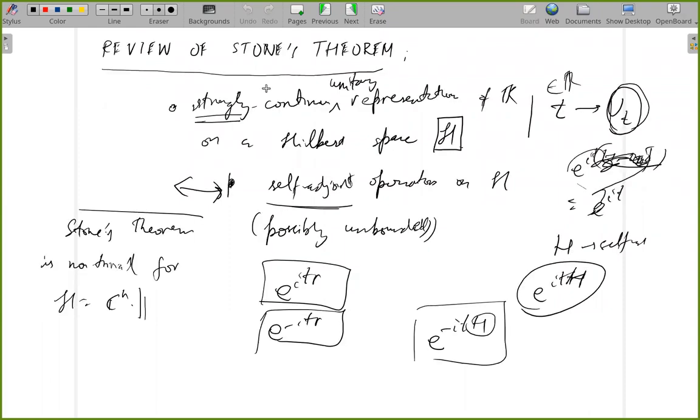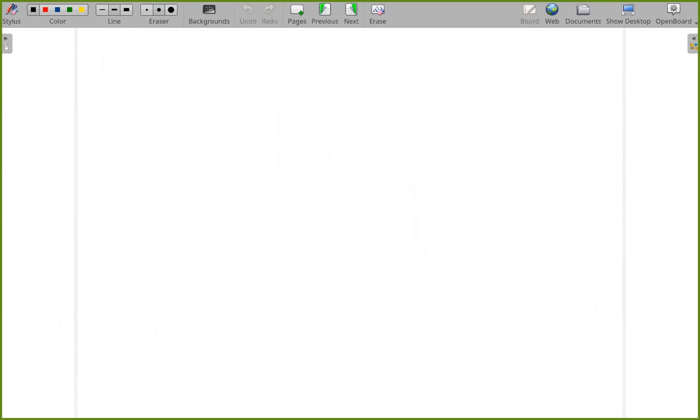Since Stone's theorem is about representations of R, let's take a step back and try to understand. You have a group G, let's say a finite group. We have always been drawing this sort of analogy. And now R is a non-compact Lie group, you could say, a non-compact semi-simple Lie group.